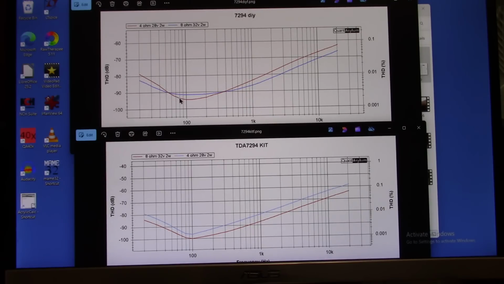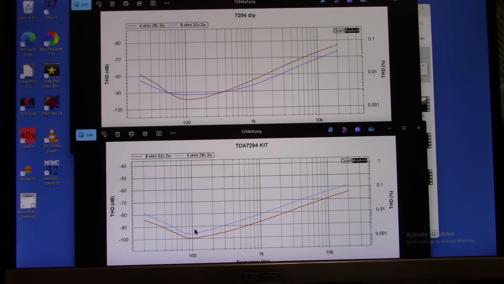The 4 ohm load drops below 8 for a little bit anyway, and it increases up to 20 kilohertz and stays shy of the 0.1 marker here. At 4 ohms it's around 0.07, 8 ohms is 0.05, and at 20 hertz we're peaking just a bit above the 0.01 line at 4 ohms, and we're well under at 8.